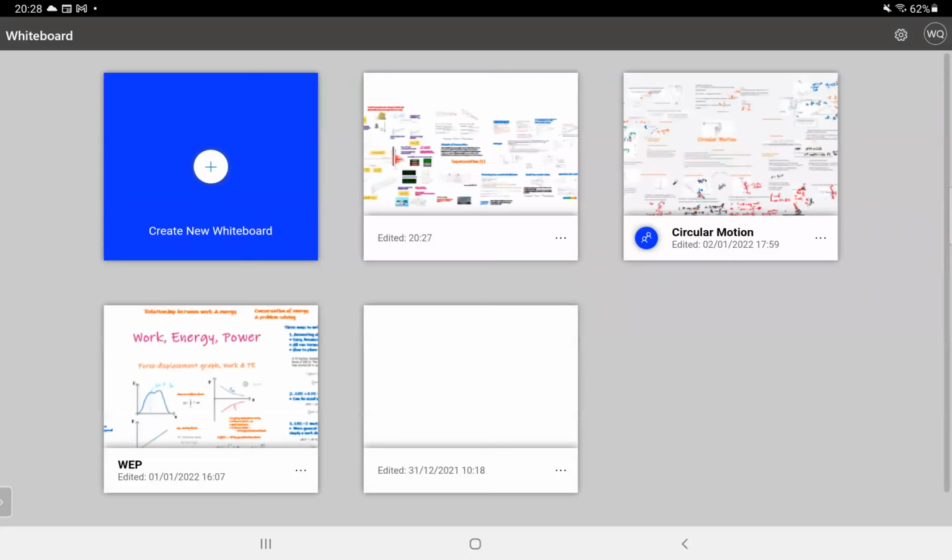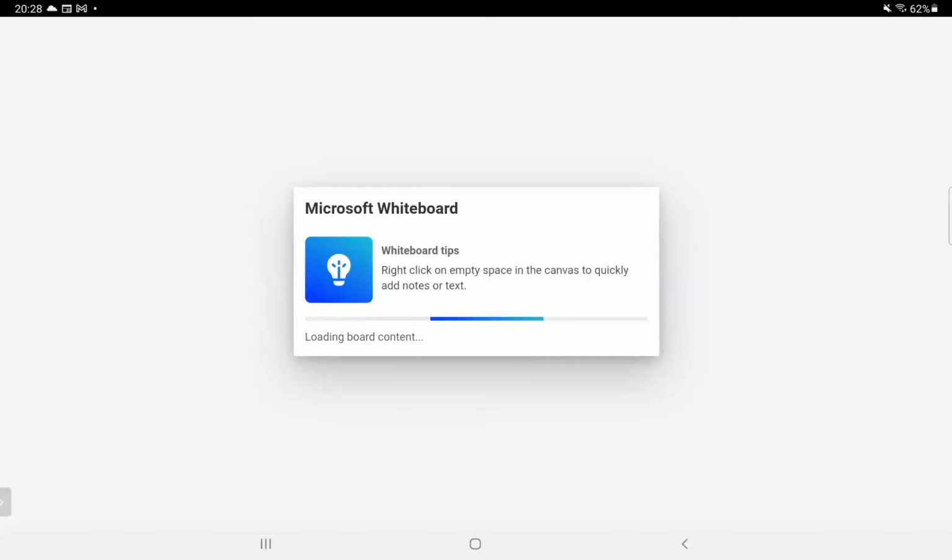Sorry, I accidentally exited the thing. Let's enter it again. Any question at this point while we are waiting for this to load?